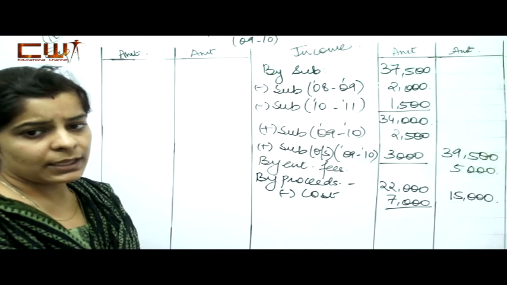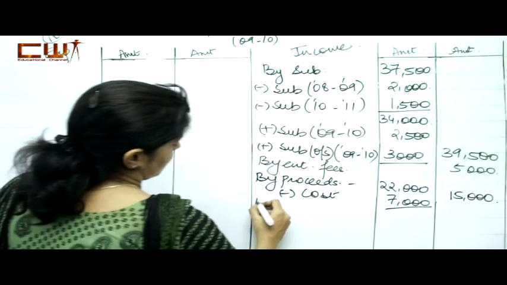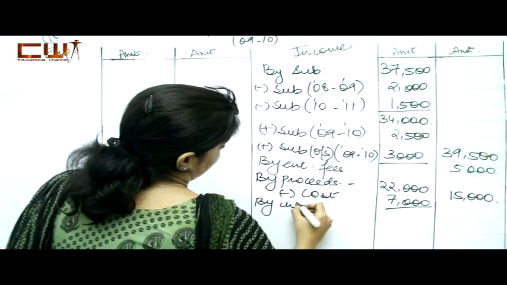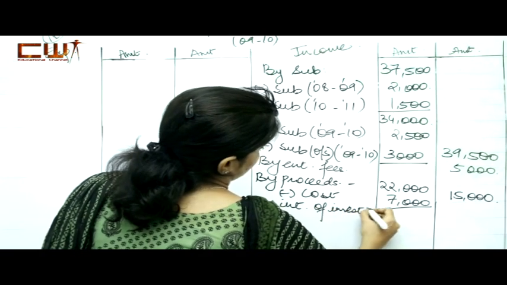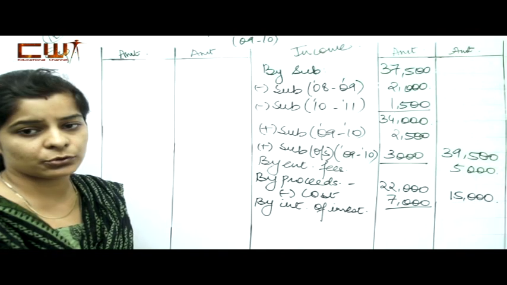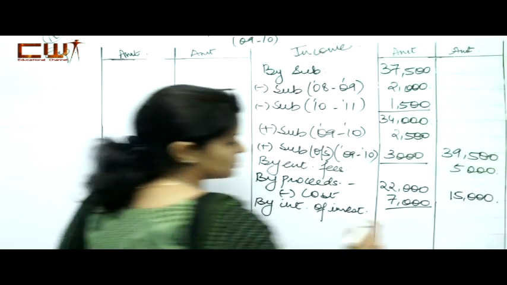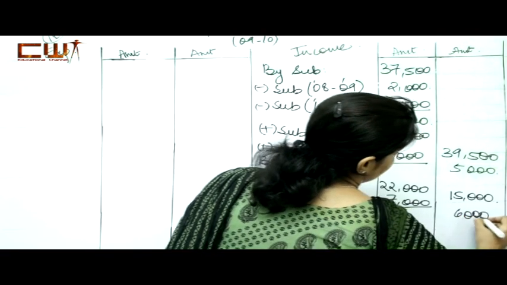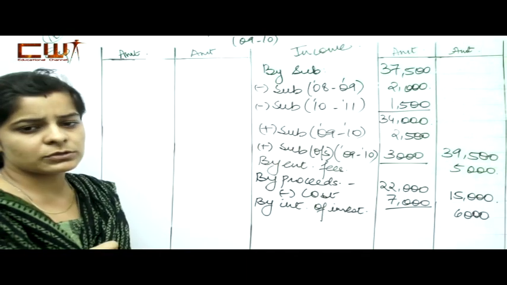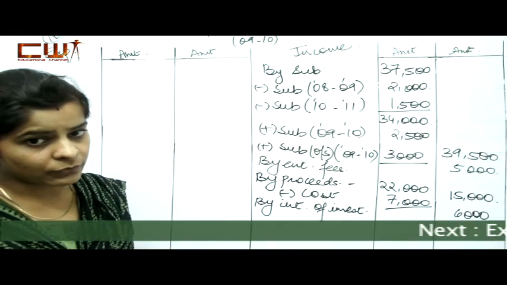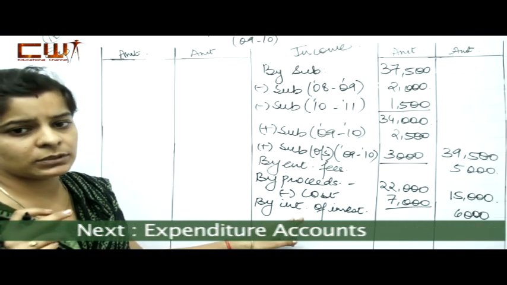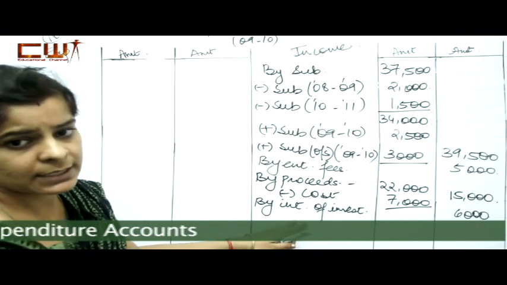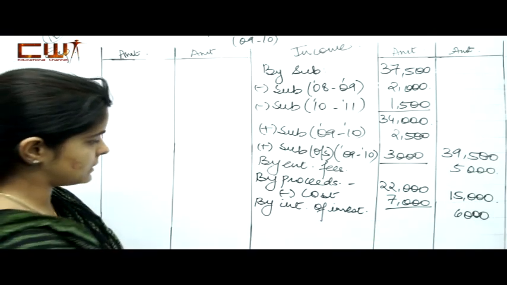Then they have the interest on investment. By interest on investment, they have given it directly, 6,000. There is no adjustment. Please write it here, 6,000. They have also given you the sale of the old machine. So interest on investment will come on this side. Then you have the sale of the old newspapers.